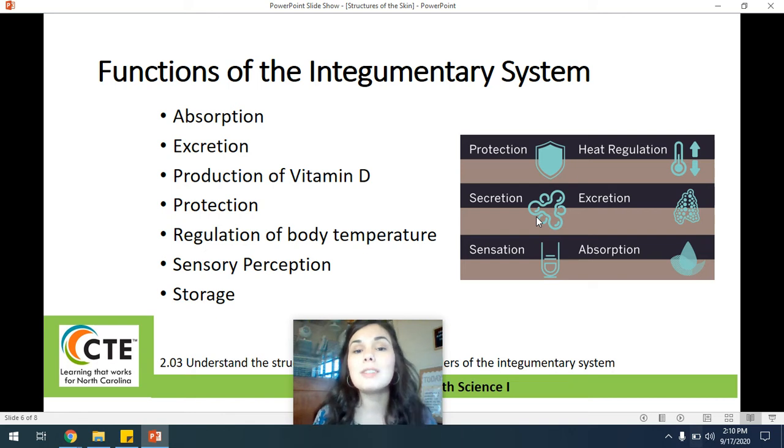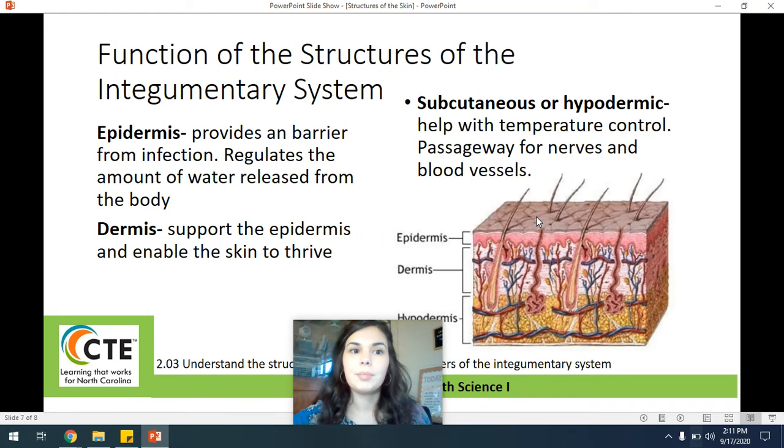And then it also helps with sensory perception. Later, we're going to talk about the nervous system, and we know that we have nerves all throughout our skin that are helping us be able to sense the environment around us and react to things like cold and heat and pain. And then lastly, it also serves a purpose of storage, because it does store many different vitamins, minerals, and nutrients that we need for our everyday living.